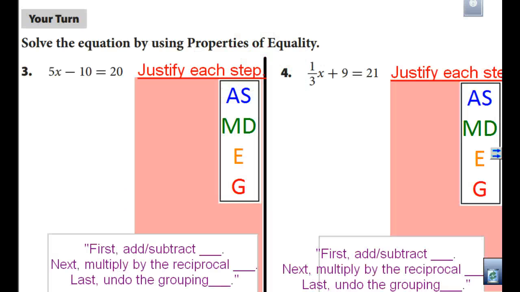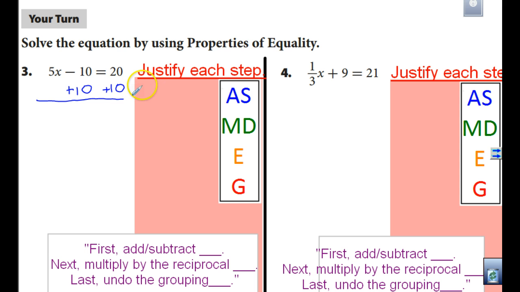All right. So you're going to see this in your book. It's going to say solve the equation by using property of equality. And this isn't your homework number 3. This is the practice number 3. So this is not on page 9. But you're going to show the same old steps. Again, you can show them like this. You don't have to do the work in line.